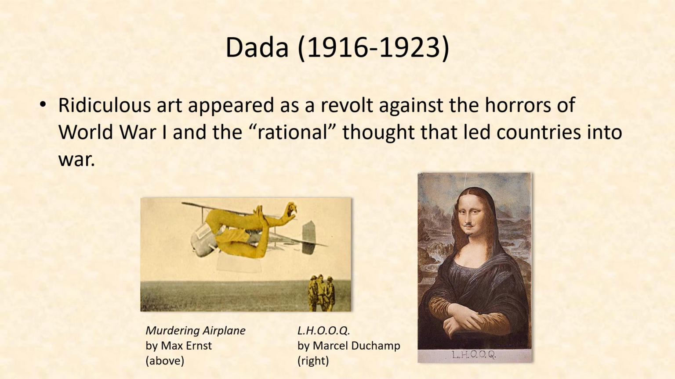And what you find in Dada is it's just really ridiculous, silly work. Consider the two paintings depicted here. The Murdering Airplane of Max Ernst. So you can see all kinds of figures there. You can see people, looks like animals. And you see an airplane that's a murdering airplane. And by Duchamp, you can see a painting that looks like the Mona Lisa, that looks like it's defaced with a mustache. Again, ridiculous, silly art. But it wasn't meant to be silly. It was meant to be a revolt against what was going on in the world at that time.